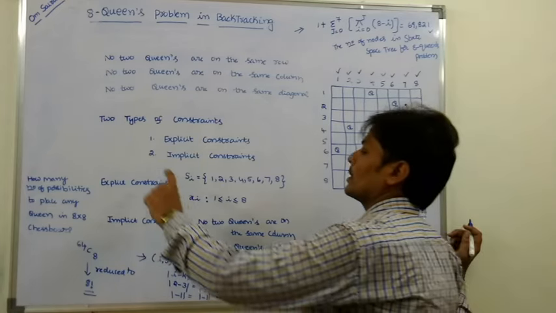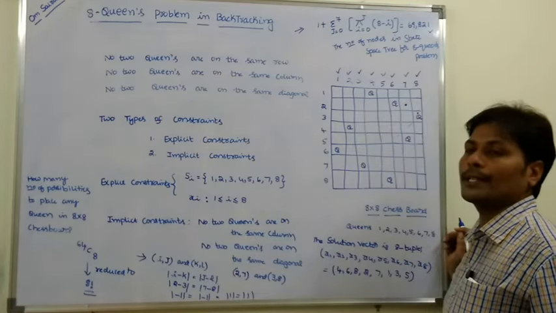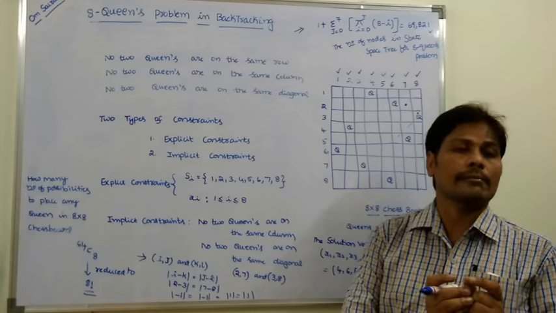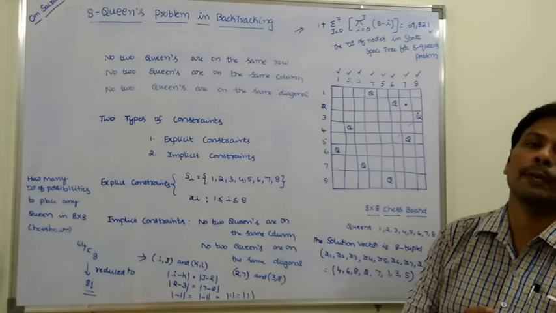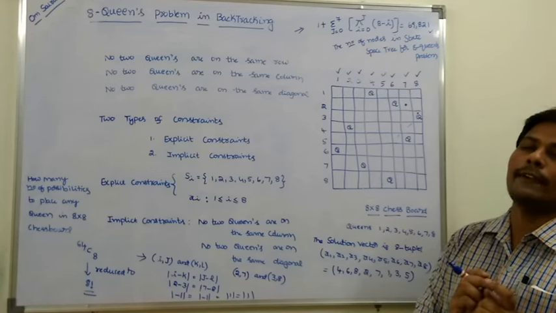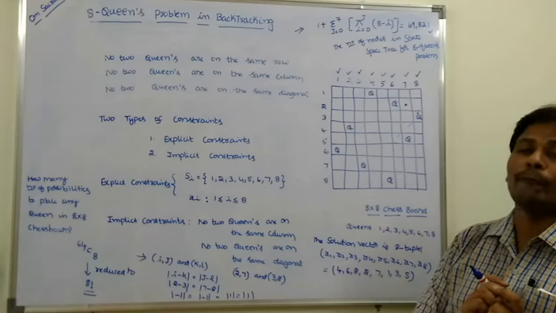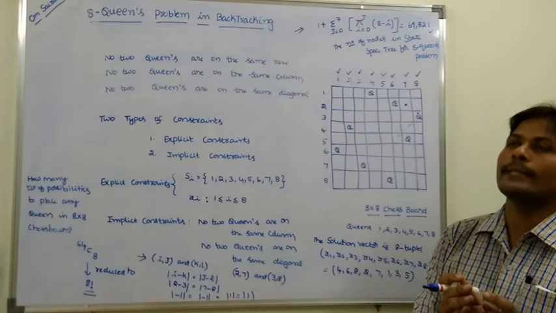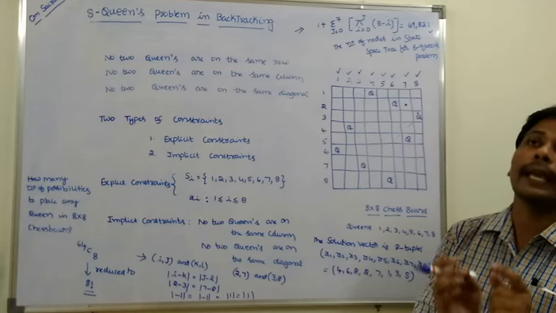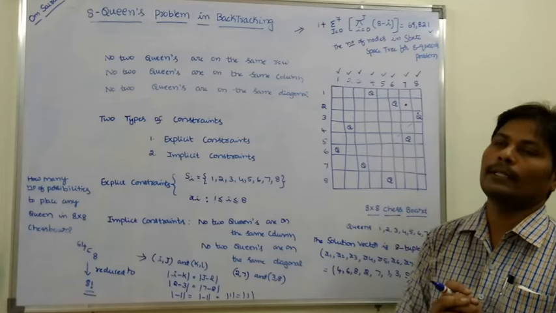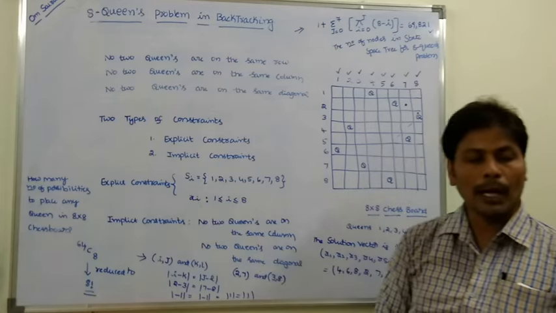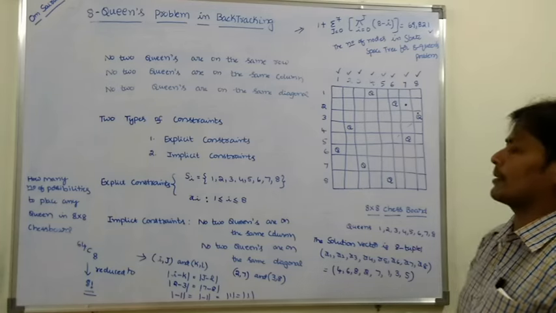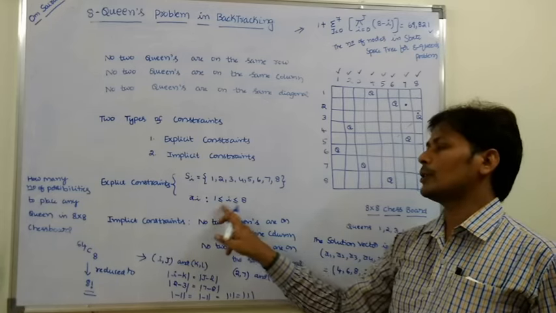So here we are using two types of constraints. One is explicit constraints and the second one is implicit constraints. Explicit constraints are the rules that restrict each xi to take on values from a given set. The given set Si contains only 8 column values, that is 1, 2, 3, 4, 5, 6, 7, 8. Now, for placing any queen, xi can take values from the given set: the first column, second column, third column, fourth column, fifth column, sixth column, seventh column, or eighth column. So xi varies from 1 to 8.